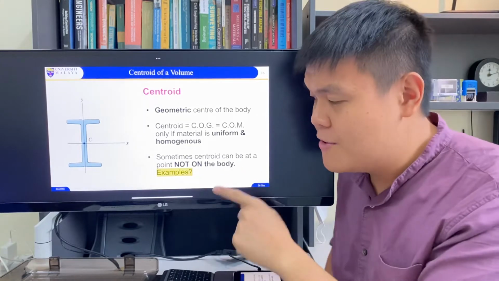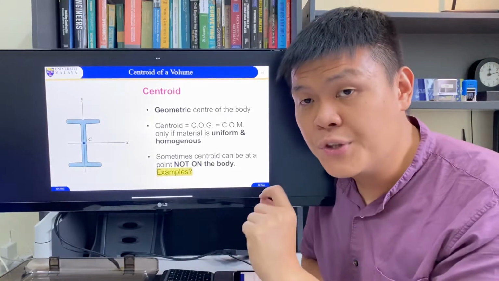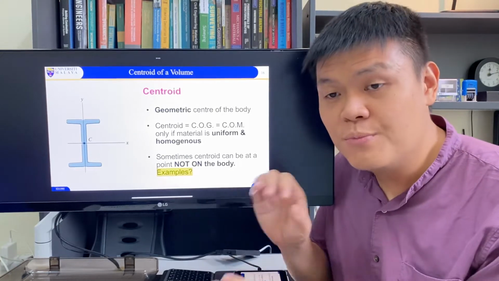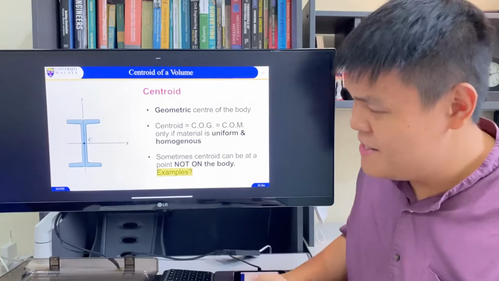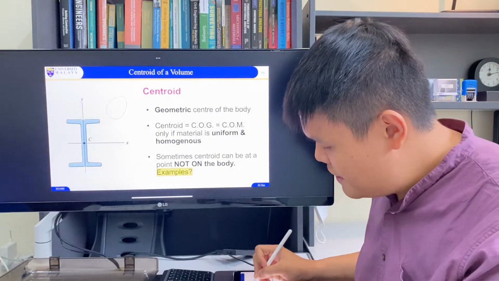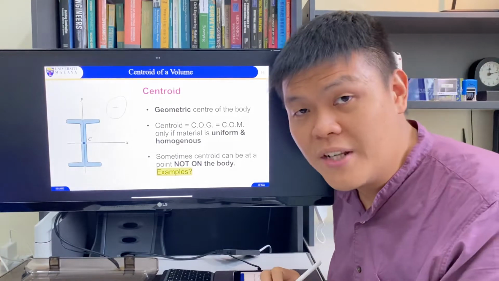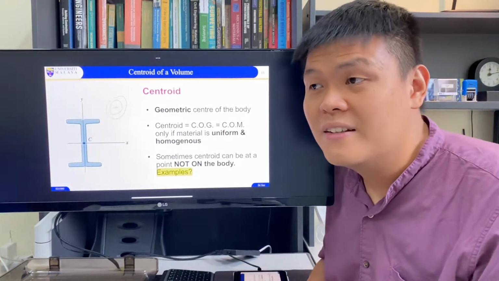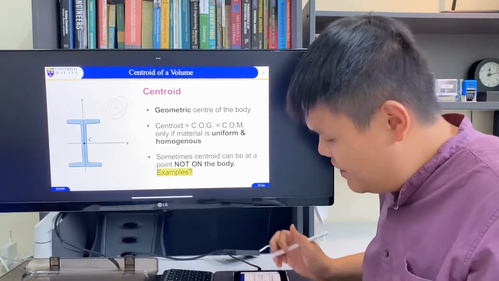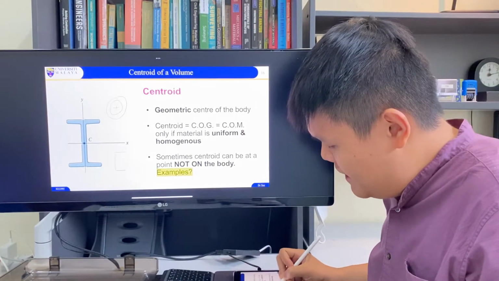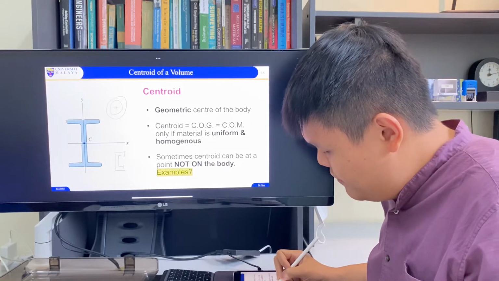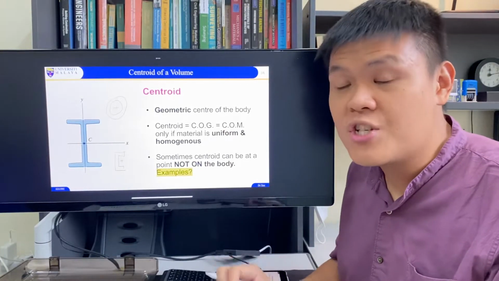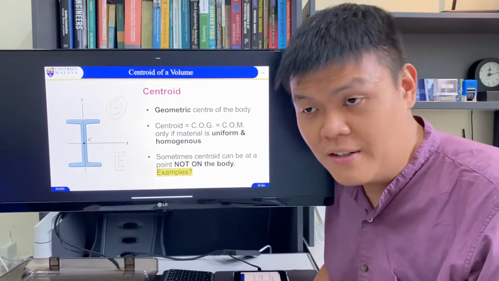Sometimes centroids can be at a point that is not on the body. For example, if you have a circular tube, the centroid will be in the middle of that tube, but the tube is hollow, so the centroid is not actually on the body. In another case, you can have a C-channel section. The centroid will be somewhere around here. So that's another example of when the centroid is not actually on the body of the cross-section itself.